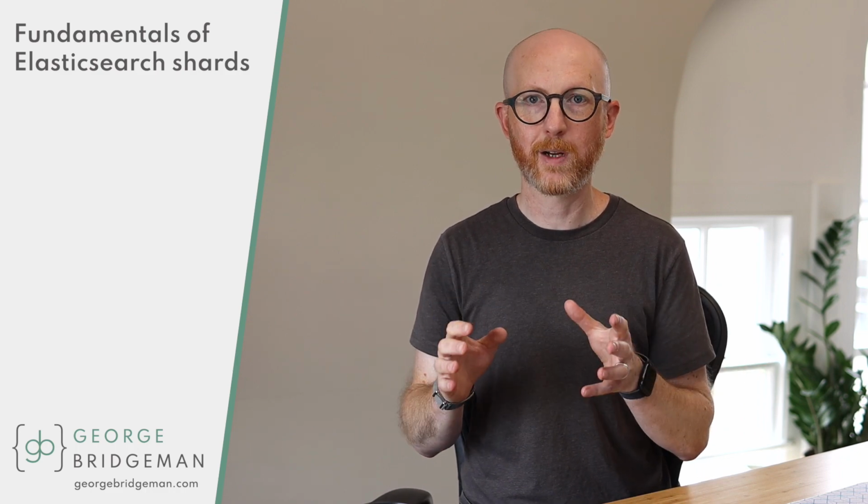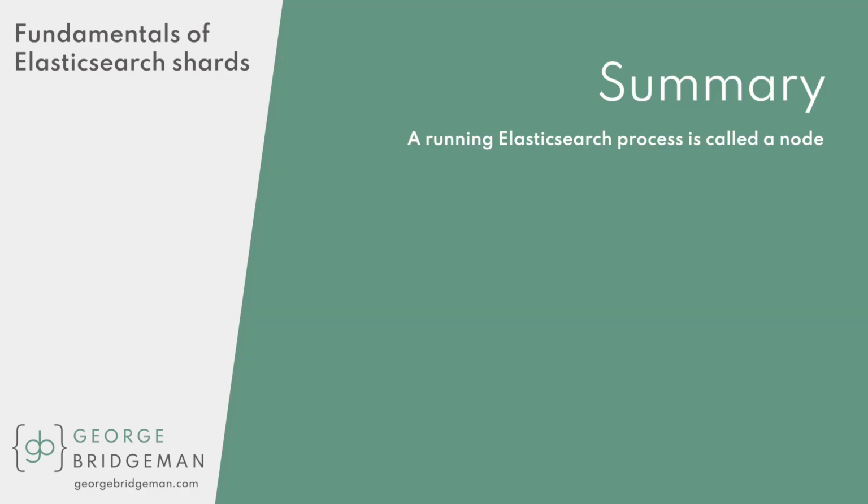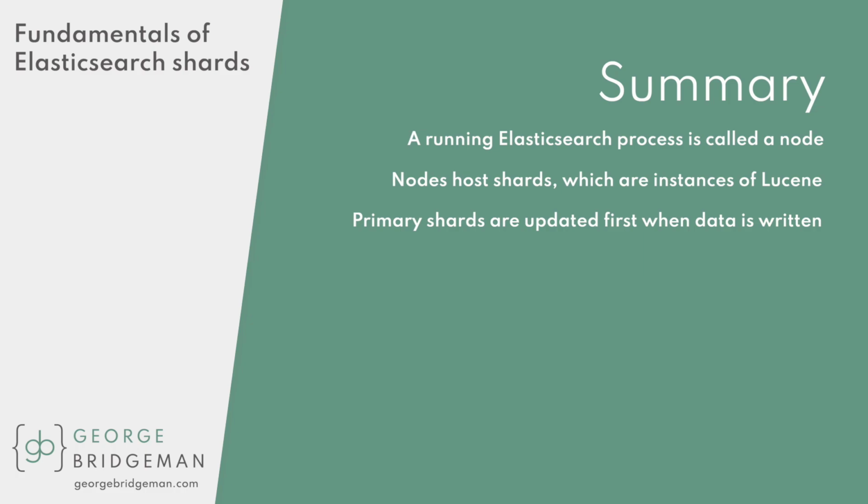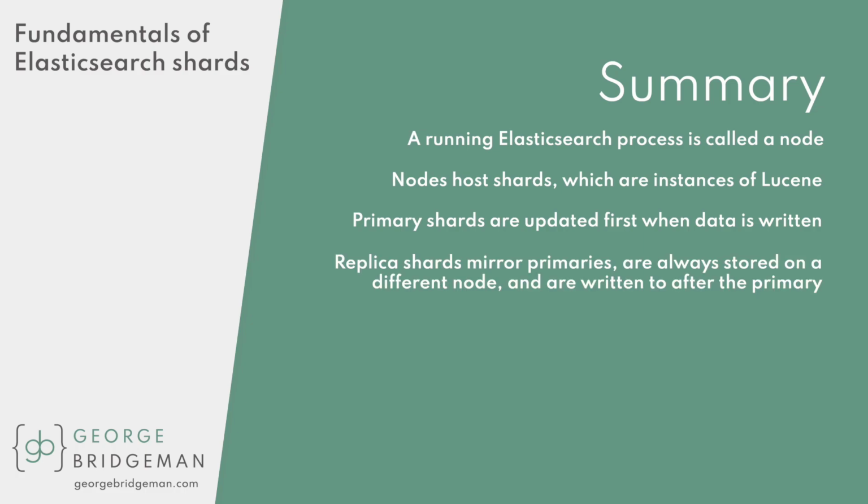We've covered an incredible amount here, but here are the main takeaways. Running Elasticsearch on a server starts a process, and we refer to this process as a node. A node stores data in multiple instances of Apache Lucene, each of which is called a shard. There are two types of shard. Primary shards are the main source of truth and are written to first when data is indexed. Replica shards are a mirror of a primary shard and are never stored on the same node as the primary and are written to only once new data has been successfully written to the primary.